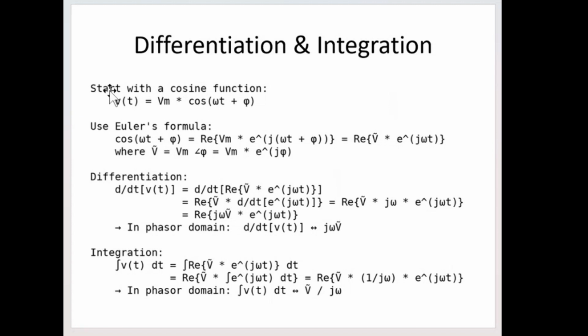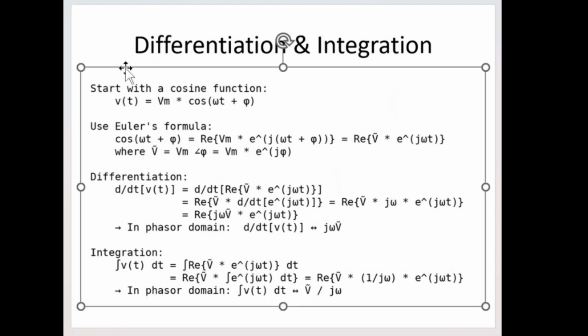Let us define the cosine function for our analysis, as we mentioned before. The topic of phasor for circuit analysis is based on the cosine function. So we have this time domain function for the voltage, v of t equals magnitude v of m times cosine of omega t plus phi. Now let us use the Euler formula to convert this into a complex number.